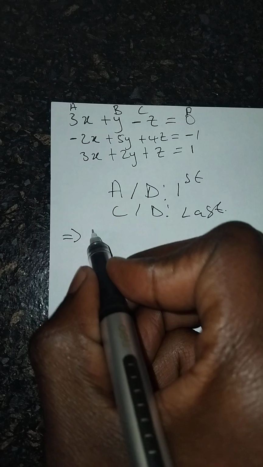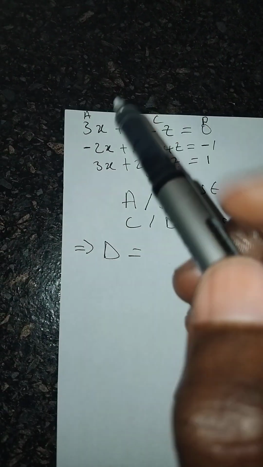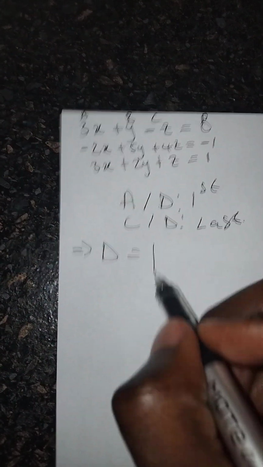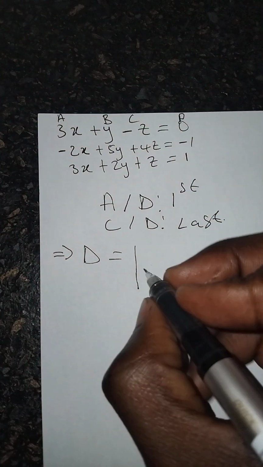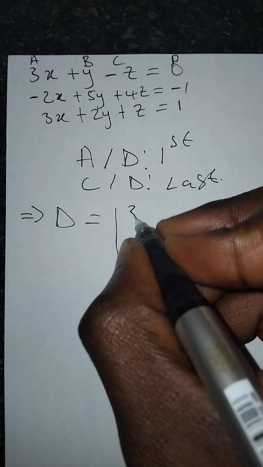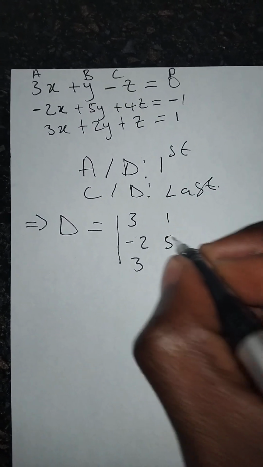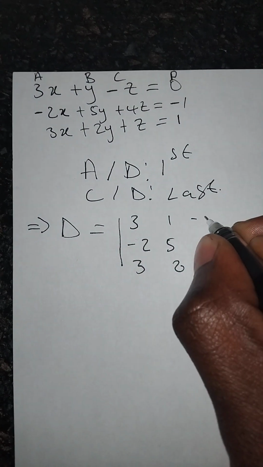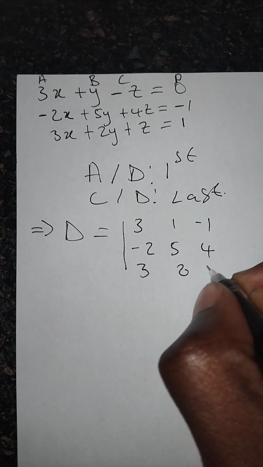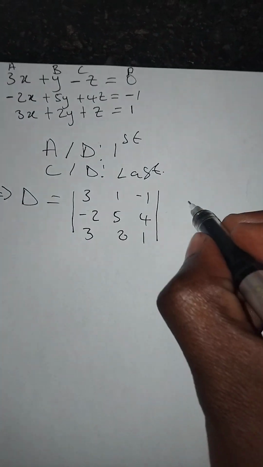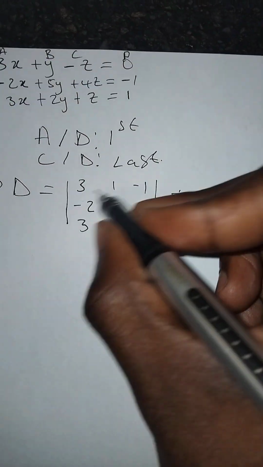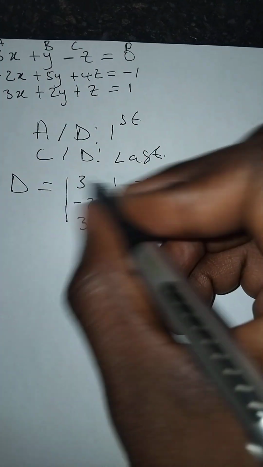Okay, so the first thing that we'll need to calculate is d, where d is the determinant where we agreed that we're taking the coefficients alone. So that is going to be 3, minus 2, 3, then 1, 5, 2, then minus 1, 4, 1, just like that. Okay, so expanding that using cofactor, what am I going to get? Let me use the first row.